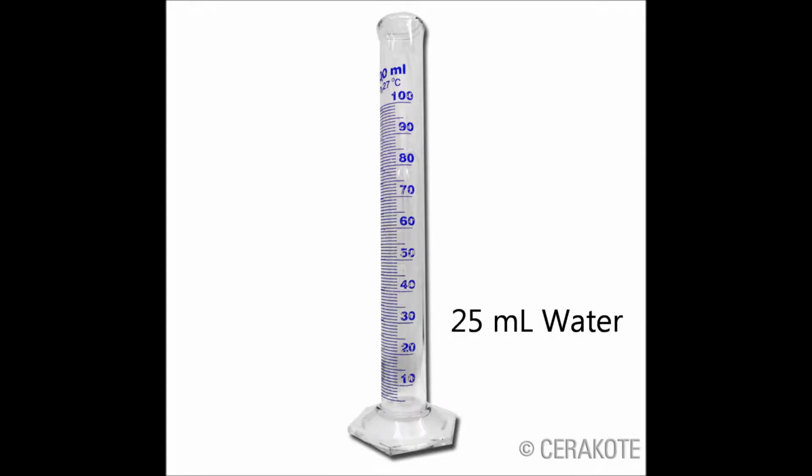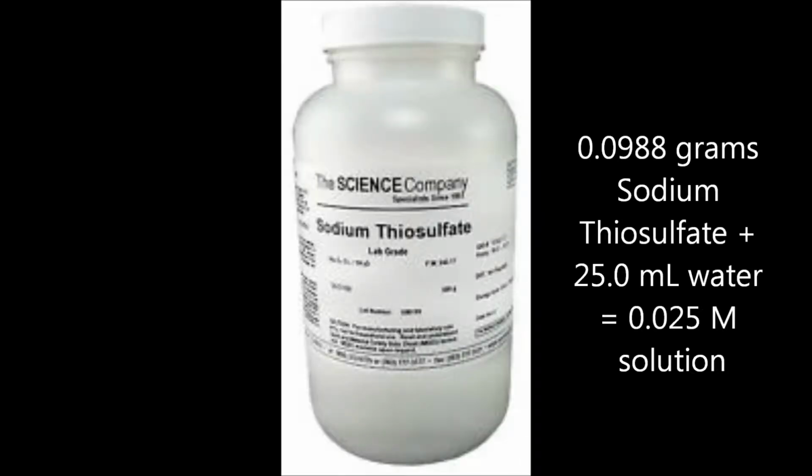The next solution required was a 0.025 molar solution of sodium thiosulfate. To make this, we measured 25 milliliters of water in a graduated cylinder and added 0.0988 grams of solid sodium thiosulfate into the graduated cylinder. Using a stirring rod, we stirred the solution until it was completely dissolved. In order to help speed up the process and ensure that the particulate was dissolved, we cupped the top of the cylinder and shook it for a while.